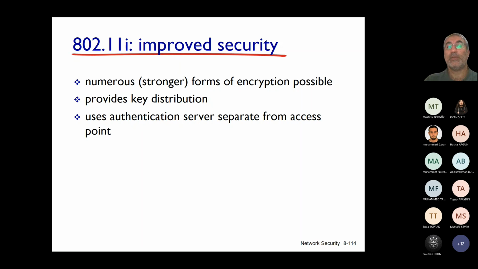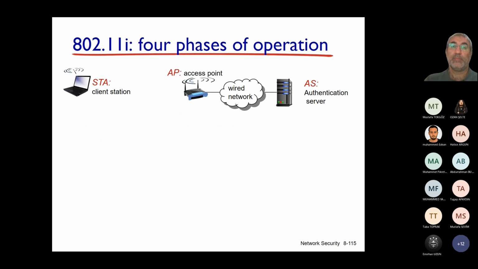So there's another improvement in terms of security, which is IEEE 802.11i. In this standard, various forms of encryption are supported. It can provide key distribution, and it also utilizes an authentication server, which is different from the access point. As you see, the authentication server.